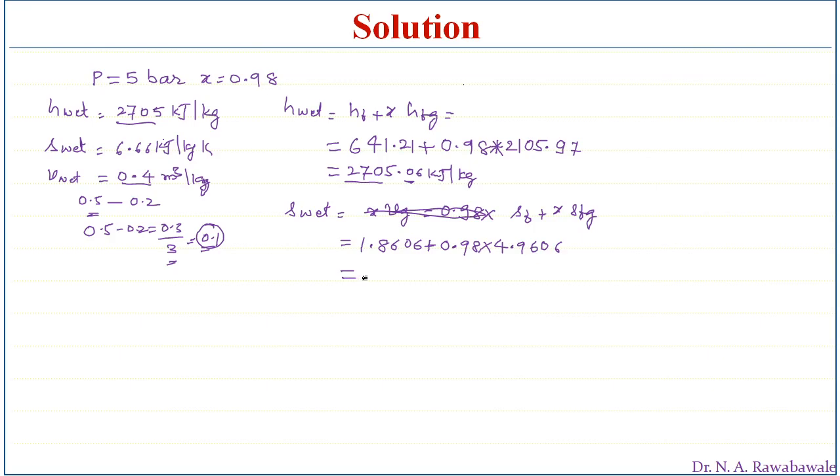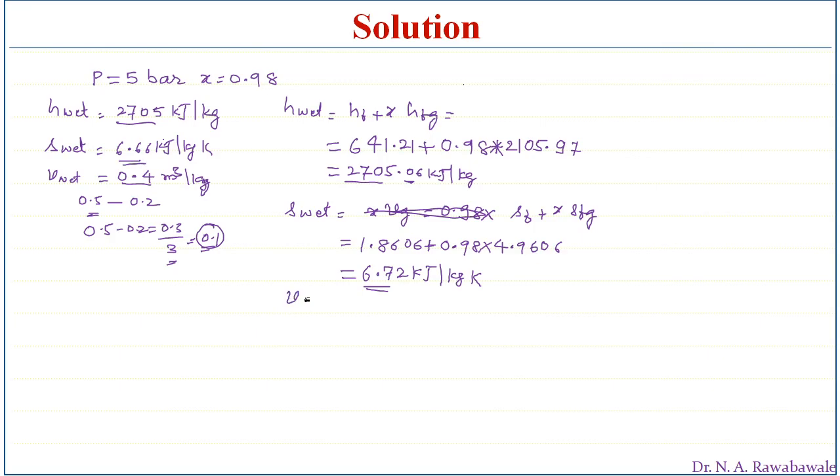If we simplify this, 1.8606 plus 0.98 times 4.9606, this will be 6.72 kilojoules per kg Kelvin. So here it is 6.72 and we obtained 6.66 from the chart. So there is only a small difference.